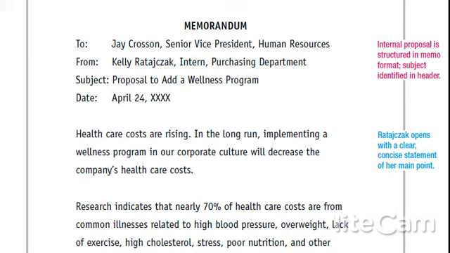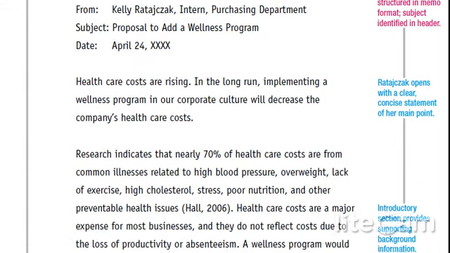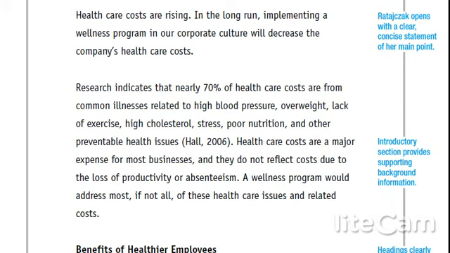So like I said, you've got the memo top. You've got the to, the from, and the subject and the date. Now that's very familiar. You'll notice here that this particular sample starts with this statement. Healthcare costs are rising. In the long run, implementing a wellness program in our corporate culture will decrease the company's healthcare costs. In only 2 sentences, this proposal identifies the problem, healthcare costs are rising, and then proposes a summary of the solution that's going to be addressed within the rest of the proposal. And that's this one, implementing a wellness program.